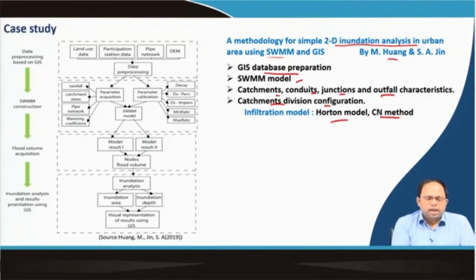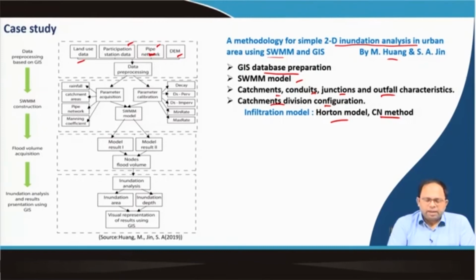So, once you have the land use data, precipitation data, pipe network data, then DEM data. Once this kind of data is there, then we can process the data, and in the SWMM model we can put in this data, and then we can run the SWMM model.